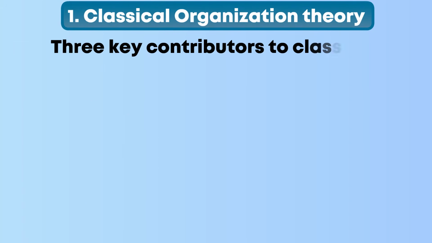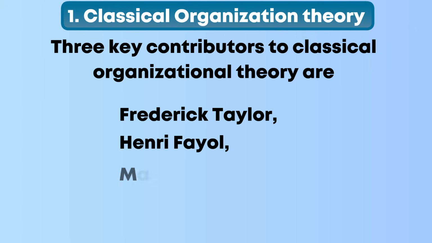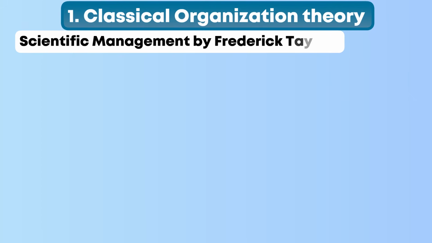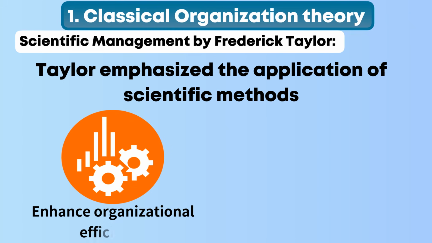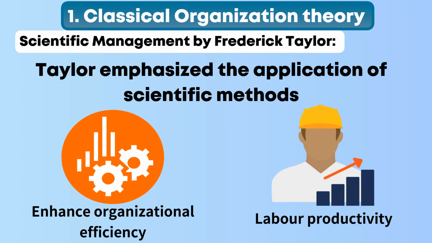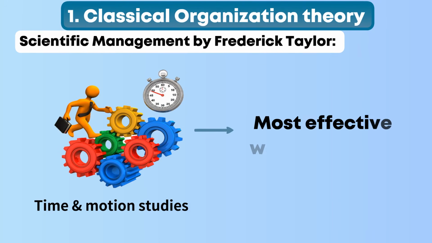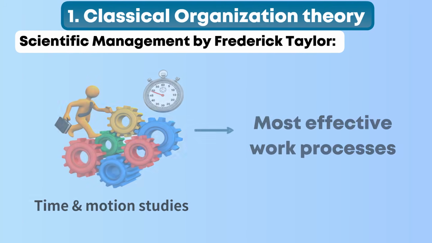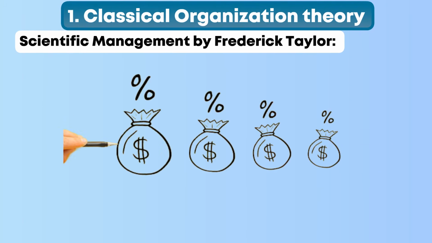3 key contributors to classical organizational theory are Frederick Taylor, Henri Fayol, and Max Weber. Here's an overview of their major ideas. Scientific management by Frederick Taylor. Taylor emphasized the application of scientific methods to enhance organizational efficiency and labor productivity. He introduced time and motion studies to identify the most effective work processes. Principles included separating planning and execution and implementing piece rate incentive systems.